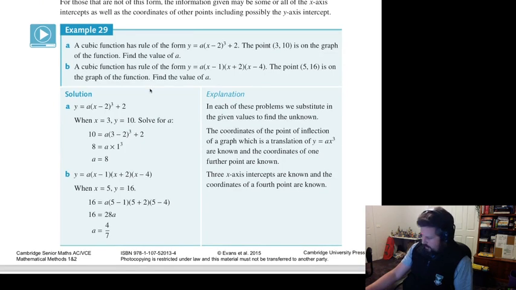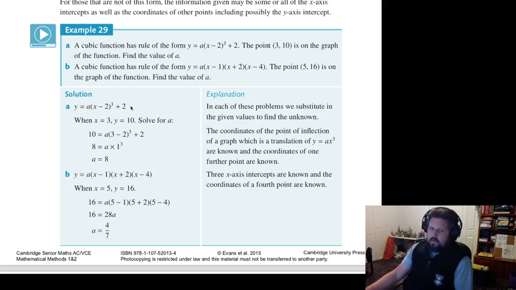This is example number 29. It's on page number 243 for those of you who are following along at home. It says a cubic function has the form y equals this here. They're also telling us that this particular point, 3, 10, so x and y coordinates 3, 10, is also on the graph. So we've been given a fair bit of information. Cool, it says find the value of a. Perfect. Here's how you go about solving this one.